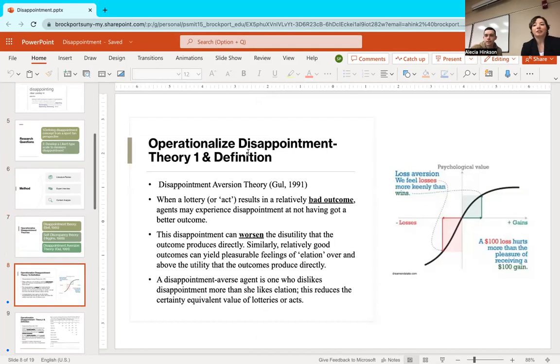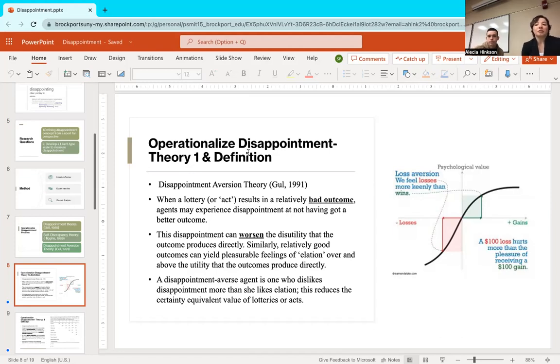Disappointment aversion theory, proposed by Farouk Gul, is a theory that explains how people make decisions in situations of uncertainty and risk. The theory suggests that people are averse to experiencing disappointment, which is the feeling of getting an outcome that is worse than their expectation, and they take actions to avoid it.